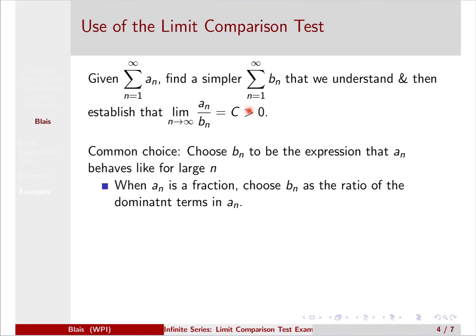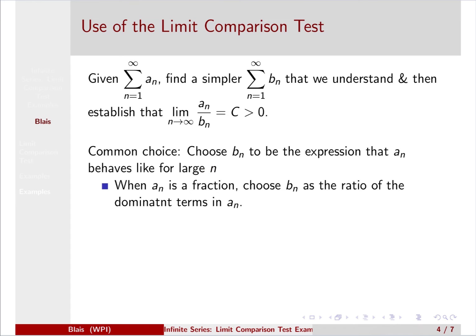Then do the work to establish the limit condition. So you take the ratio of the terms from each series, take the limit as n goes to infinity, and get a positive constant, and then apply the limit comparison test. A very common choice is to go through the exercise we just did, where you're given this sum of the a sub n's and you want to choose your other series, the b sub n's, to be the expression that a sub n behaves like for large n.